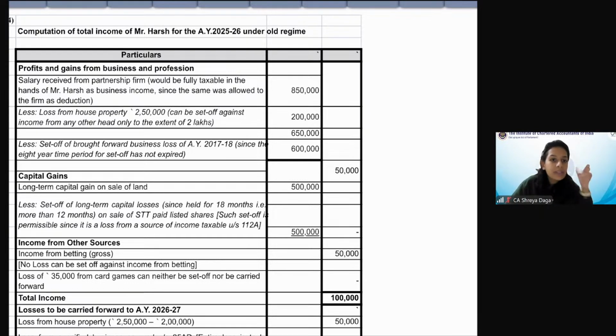If you have any question saying the loss is coming from assessment year 17-18 or even earlier, then don't even use it. And if it is coming from assessment year 17-18, you use it in this year and say it cannot be carried forward further. Okay, you don't need to calculate in the exam. Your assessment year is fixed.